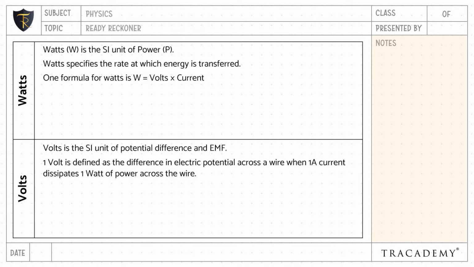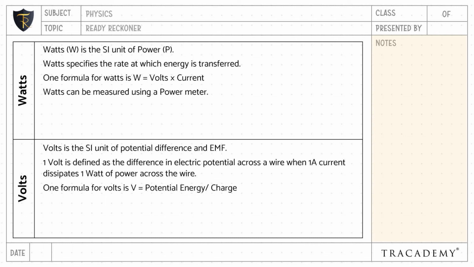One formula for watts is W is equal to volts into current. One formula for volts is V is equal to potential energy divided by charge. Watts can be measured by using a power meter. Volts can be measured using a voltmeter.